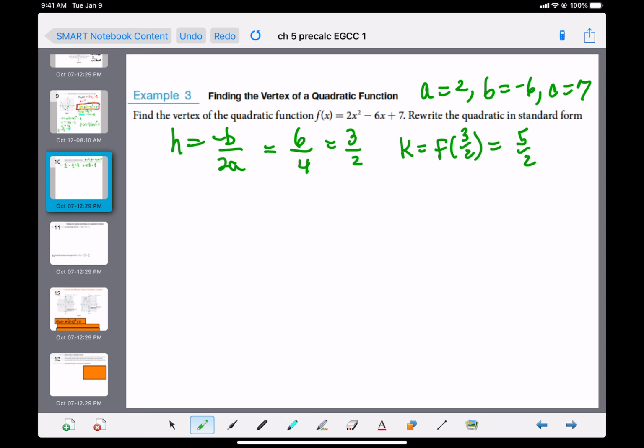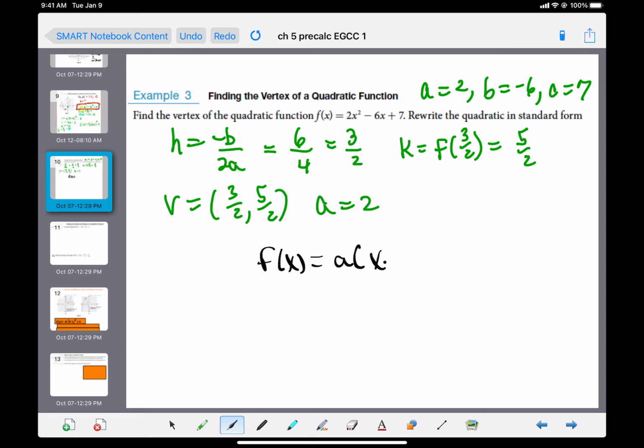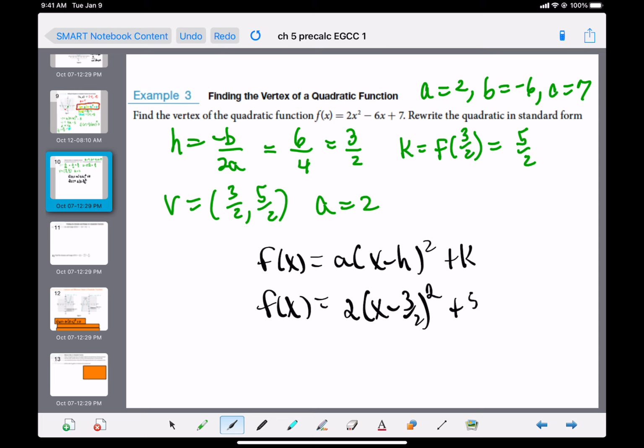Okay. Now, we have everything we need. We have the h, k, so our vertex is 3 halves, 5 halves. Our a, we know, is 2. The same a we start with is the same a that's in this formula for the rest of the problem. And so our vertex form is f of x equals a times x minus h squared plus k. Let's plug in our a, our h, and our k, and we're good. So our answer is 2 times x minus 3 halves squared, that h always changes, the k does not, plus 5 halves. And that is our answer.